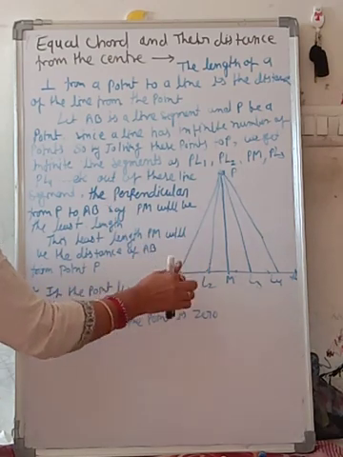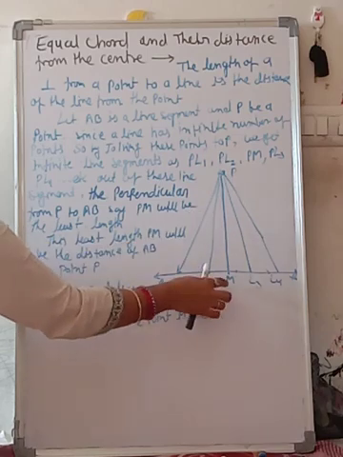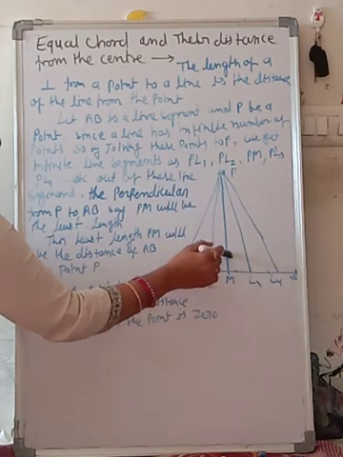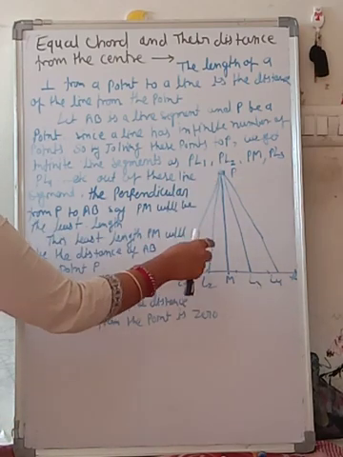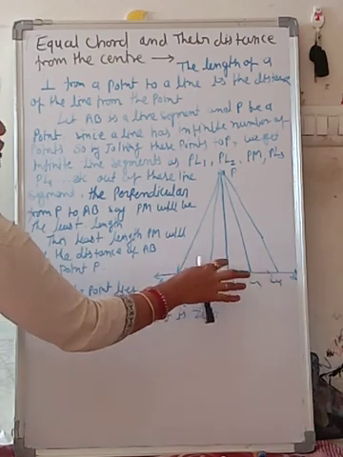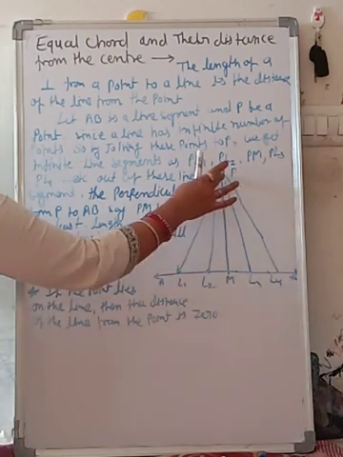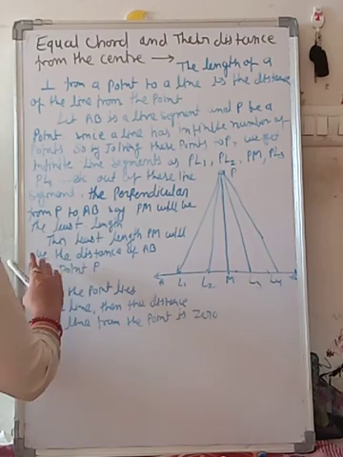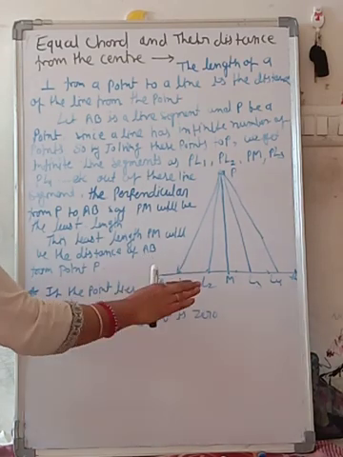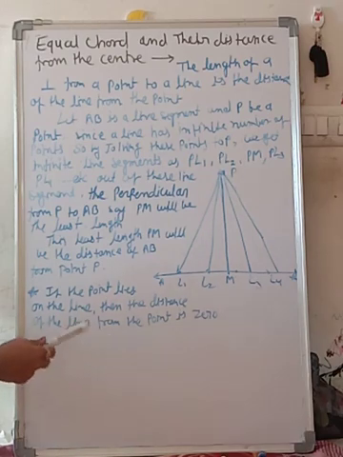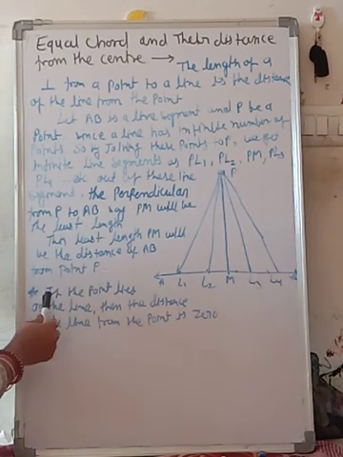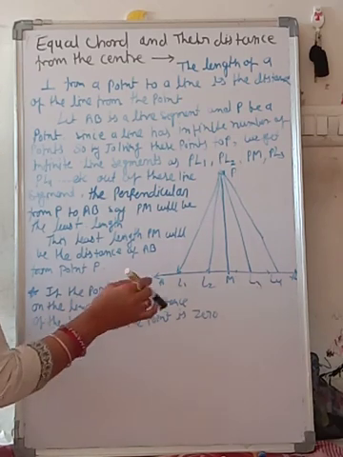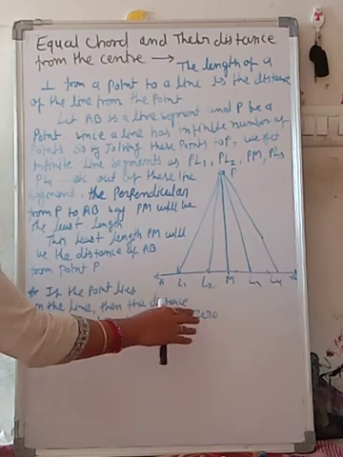Out of these line segments, the perpendicular from P to AB, which is PM, will be the least length. This least length PM will be the distance of AB from the point P. So this perpendicular distance PM is called the distance of AB from the point P. Now here is an important point: if the point lies on the line, then the distance of the line from the point is 0.